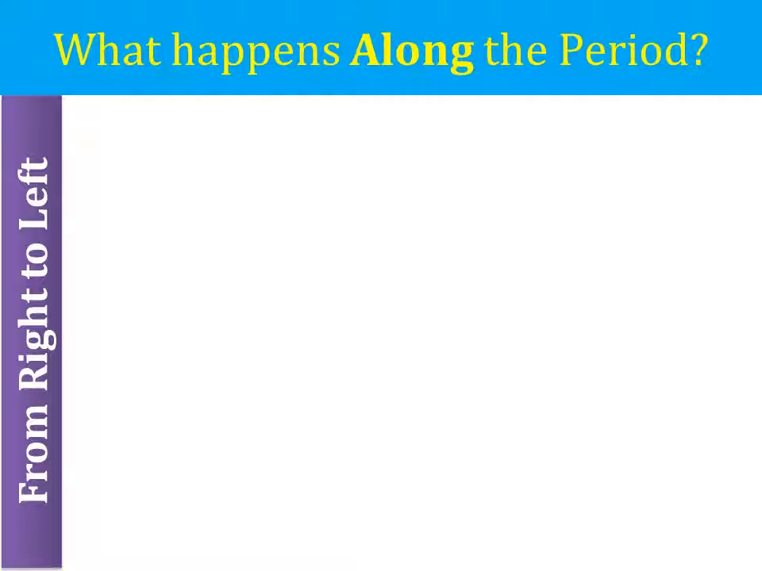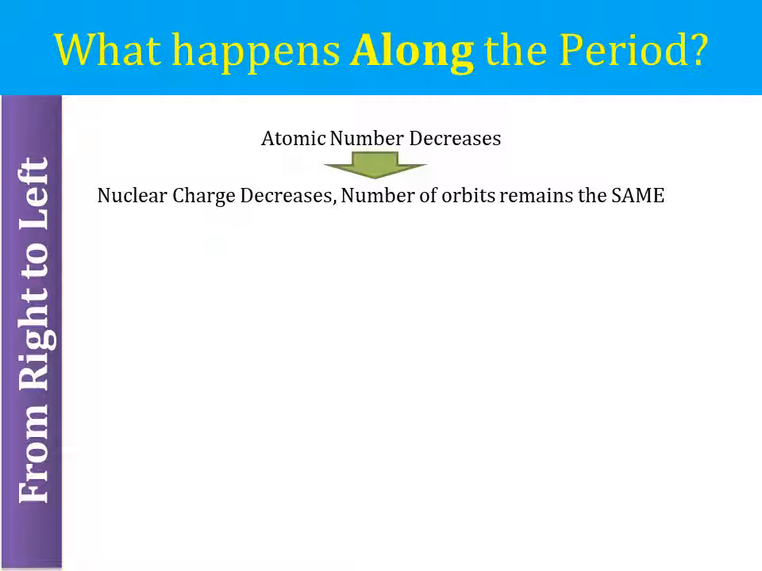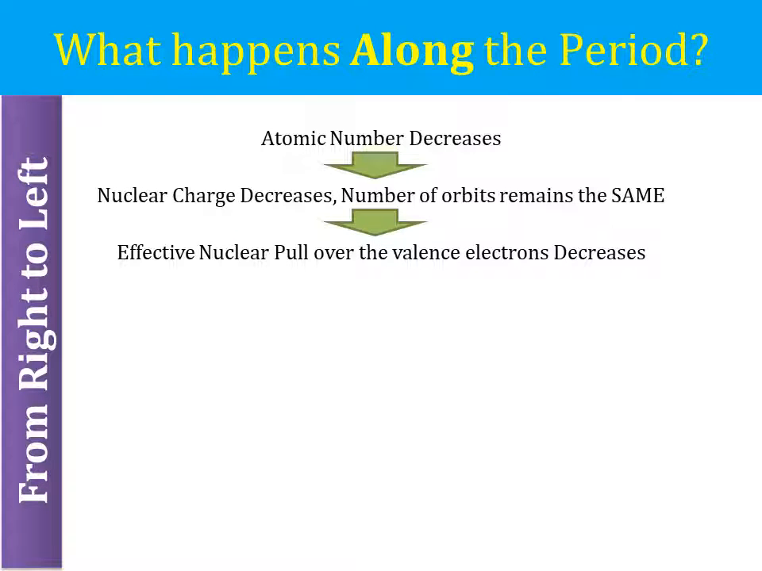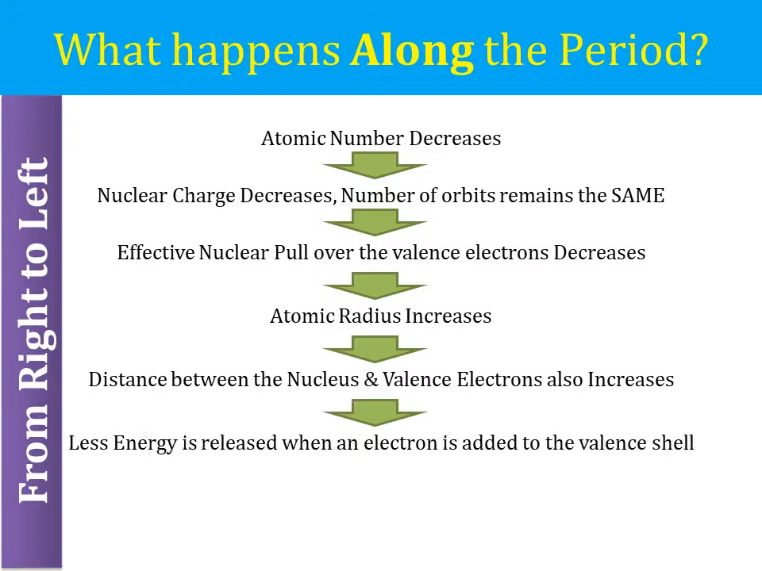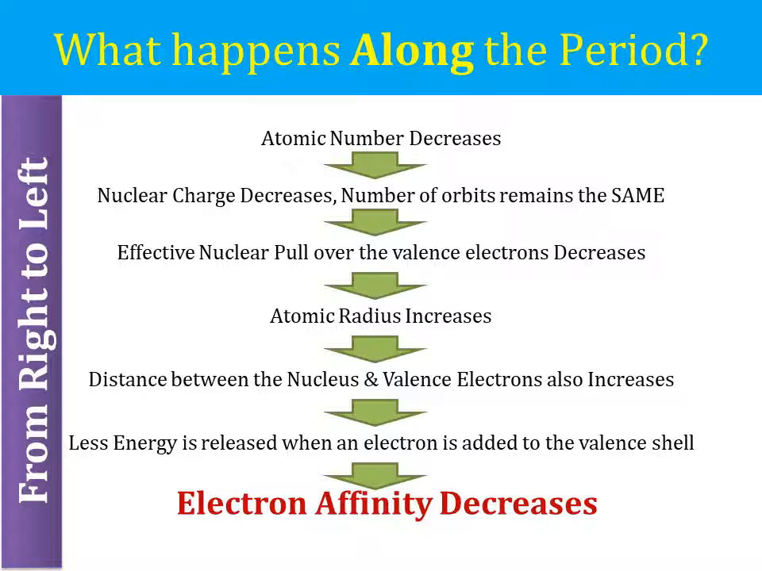What happens along the period from right to left? Just the opposite. The atomic number decreases, and that means the nuclear charge decreases, while the number of orbits remains the same. The only variable is that the nuclear charge decreases. So the effective nuclear pull over the valence electrons decreases, then the atomic radius increases. If the atomic radius increases, the distance between the nucleus and valence electrons also increases. Then less energy is released when an electron is added to the valence shell. And if less energy is released, the conclusion is that electron affinity decreases. That's the conclusion.